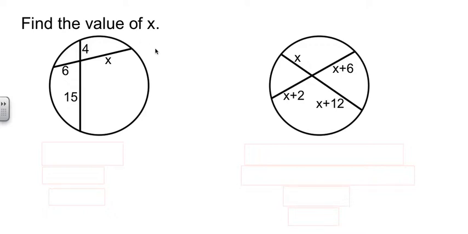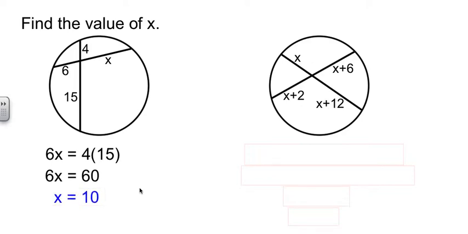So let's do a few of these where we're working with these chord segments. We'll start with a simpler case. We have the four chord segments. The theorem says that the 4 times the 15 will be equal to 6 times x. All right. 4 times 15 is 60. Divided by the 6 gives us that x is 10.